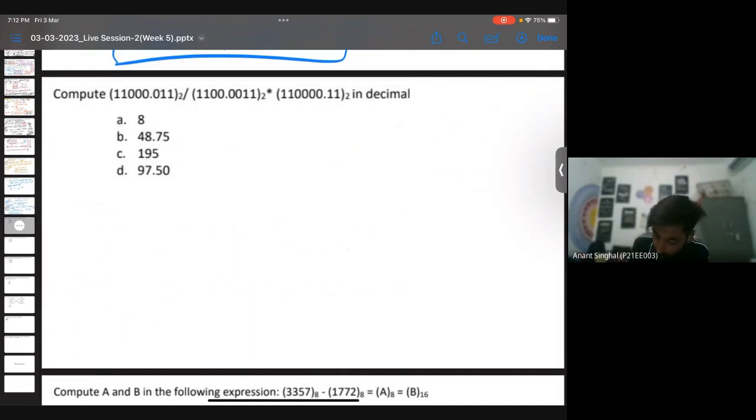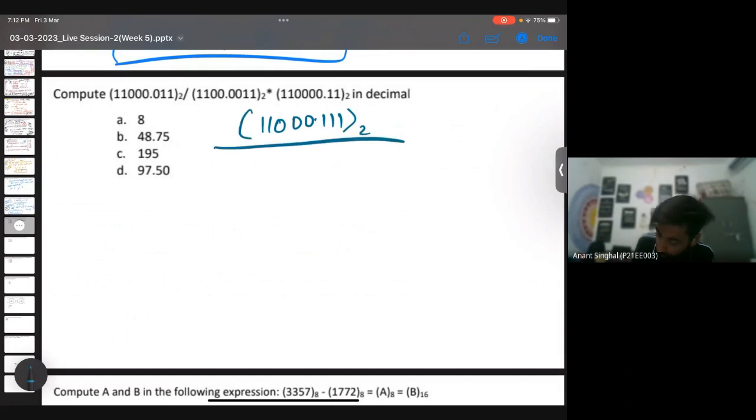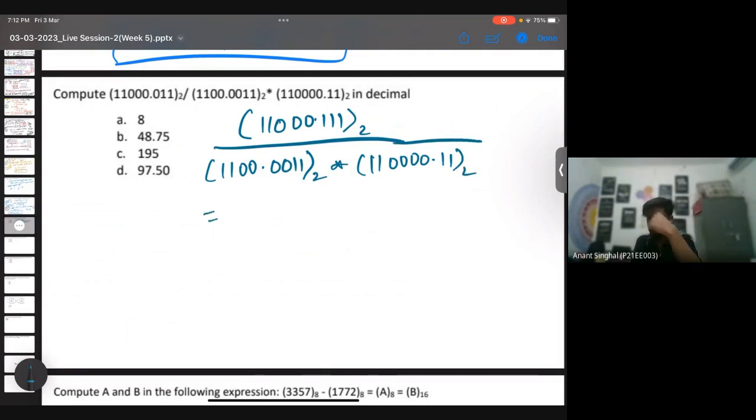So it says that 11000.111 to the base 2 upon 100.0011 to the base 2 into 1000.11 to the base 2. So we need to calculate it in decimal. So we can proceed with this: 0.5 plus 0.25, which is 0.75. Okay, so 0.5 plus 0.25 plus 0.125, which is 24.875.